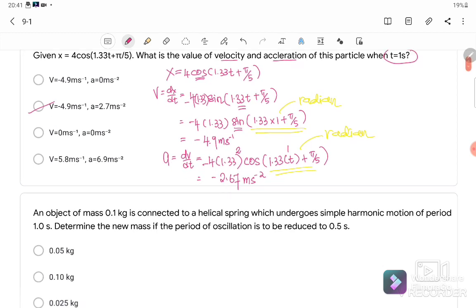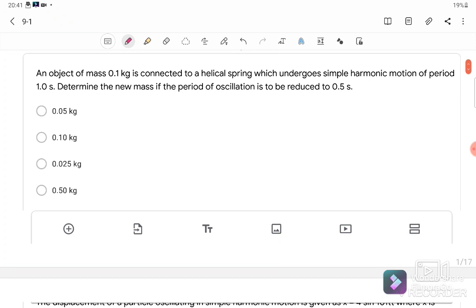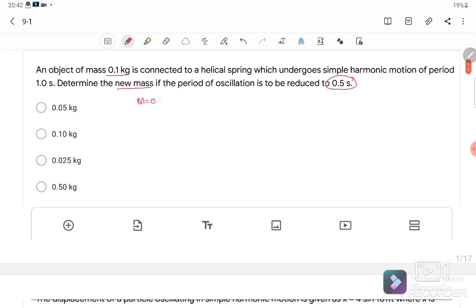Okay, the next question, question number 3. An object of mass 0.1 kg is connected to a helical spring which undergoes simple harmonic motion with a period of 1 second. Determine the new mass if the period of the oscillation is to be reduced to 0.5 seconds. Here, the information we have is the mass equals 0.1, the period 1 is equal to 1 second, and the period 2 is equal to 0.5 seconds. So we want to find the mass.